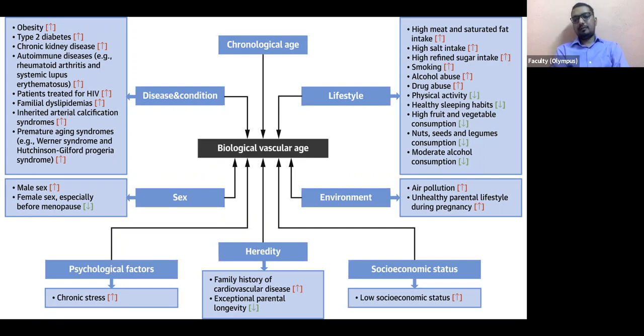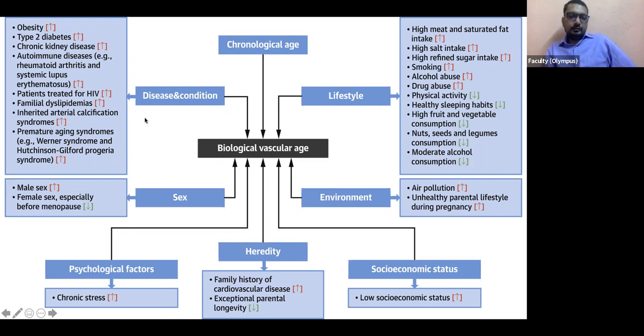Physical activity, what type of lifestyle you lead. Are you physically active? Do you exercise regularly? Plus your healthy sleeping habits. So these are some examples: food habits, other habits, physical activity, sleeping habits. Okay, so some of these, drug abuse, alcohol abuse, smoking, can increase the biological age. Healthy habits can decrease the biological age. Okay, this is about lifestyle.